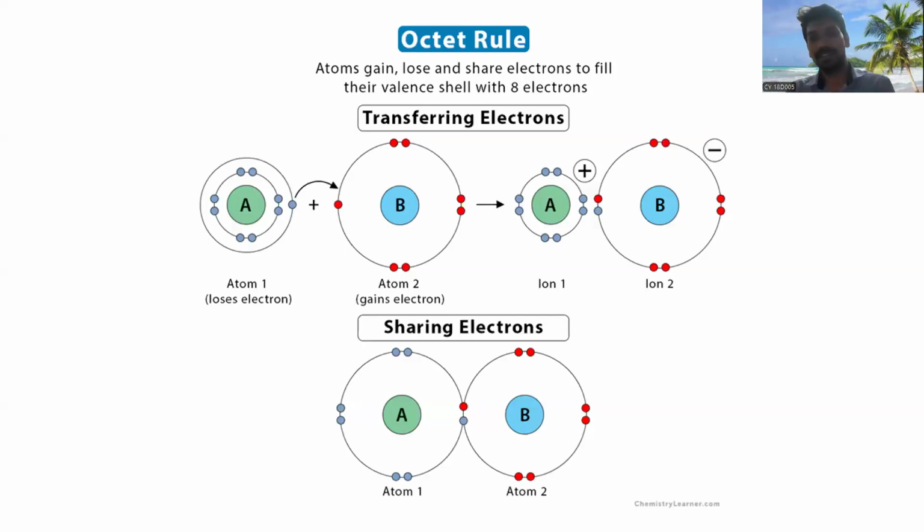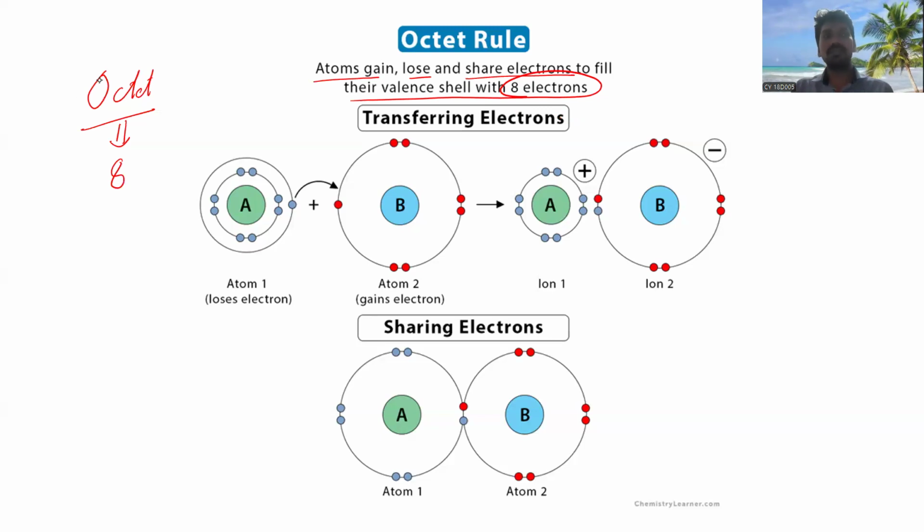Hi friends, today we are going to discuss more about the Octet Rule. Okay, so you know what the Octet Rule is? If we are starting with octet, the number is 8. If any atom gains, loses, or shares electrons to fulfill its valence shell and gain 8 electrons, that is the basic understanding of the Octet Rule.